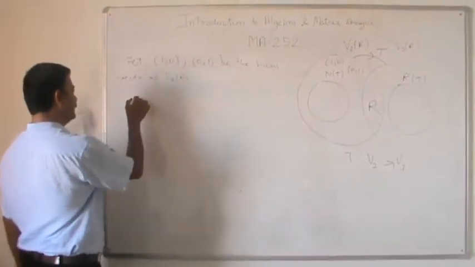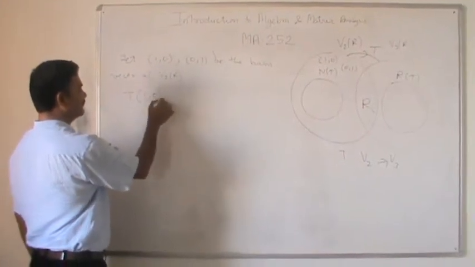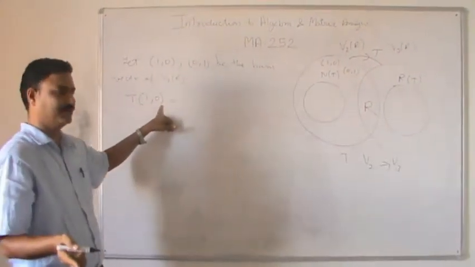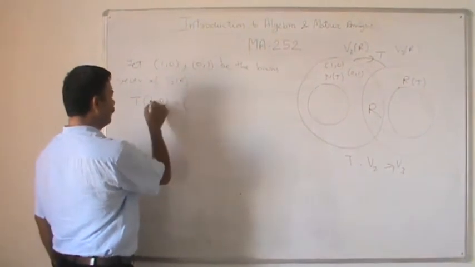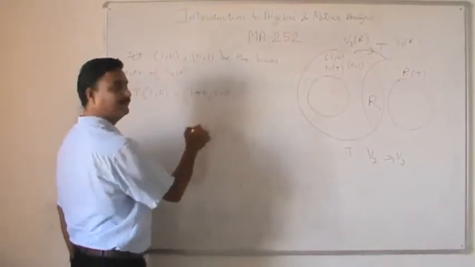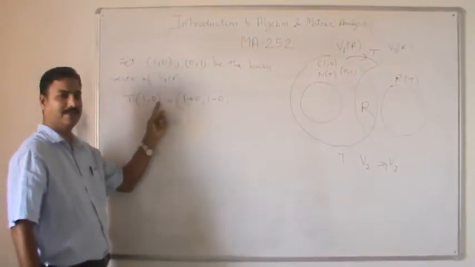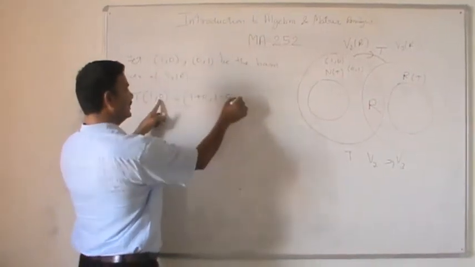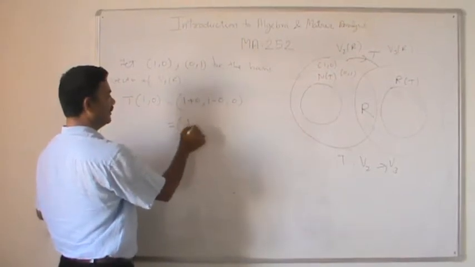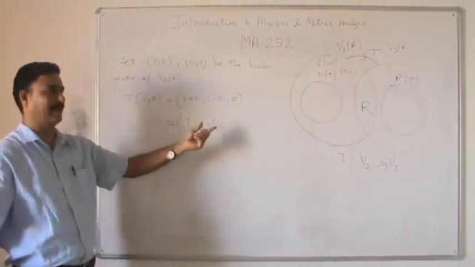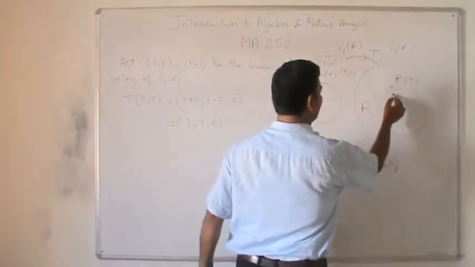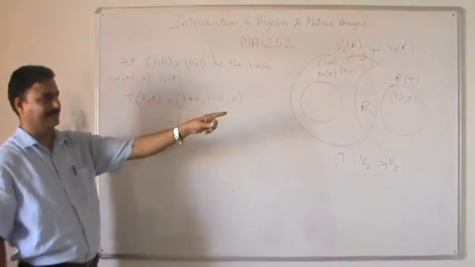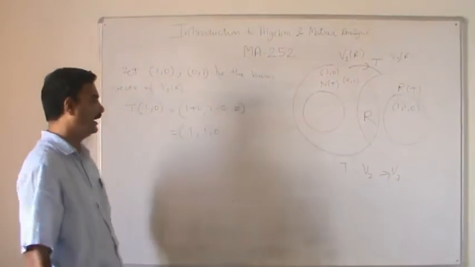If we determine the T image of (1, 0), using the same rule given in the question, it becomes (1 plus 0, 1 minus 0, 0), because T of (A, B) is given by (A plus B, A minus B, B). In our case B is 0. So after simplification we get (1, 1, 0). This is a three-dimensional vector which is a member of our RT. For the vector (1, 0) which belongs to V2R, there is a vector (1, 1, 0) which belongs to RT.